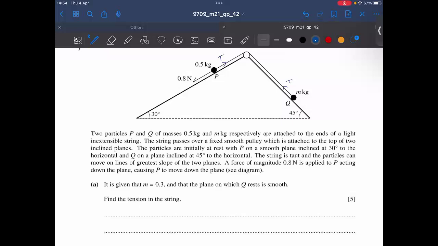The string passes over a fixed smooth pulley, which is attached to the top of two inclined planes. The particles are initially at rest, with P on a smooth plane inclined at 30 degrees to the horizontal, and Q on a plane inclined at 45 degrees to the horizontal. The string is taut.